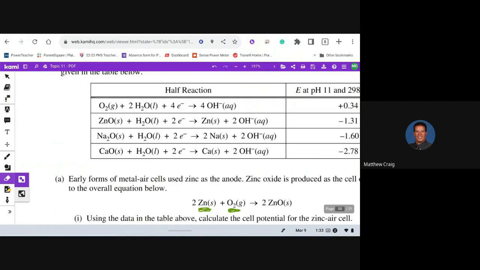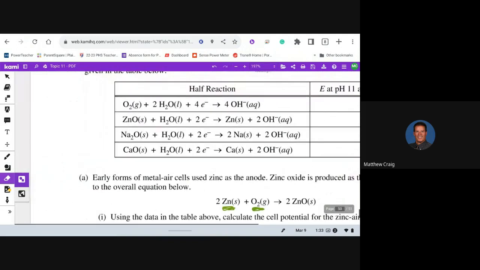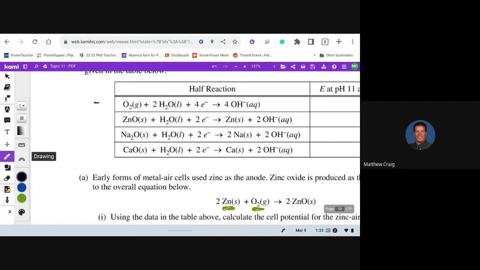Should we use the first one? Give you another hint. What do I start with? Zinc and oxygen. Should we use the first one? Yes, we should. Okay. That was an easy decision. What about the second one? Should we use the second one? Yes. Why? It has zinc. And the other ones don't, I don't see zinc in any of the others.